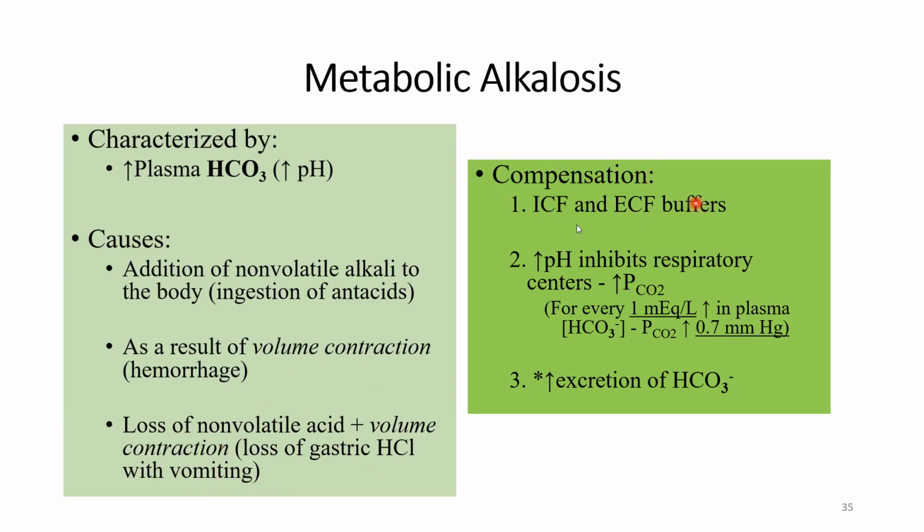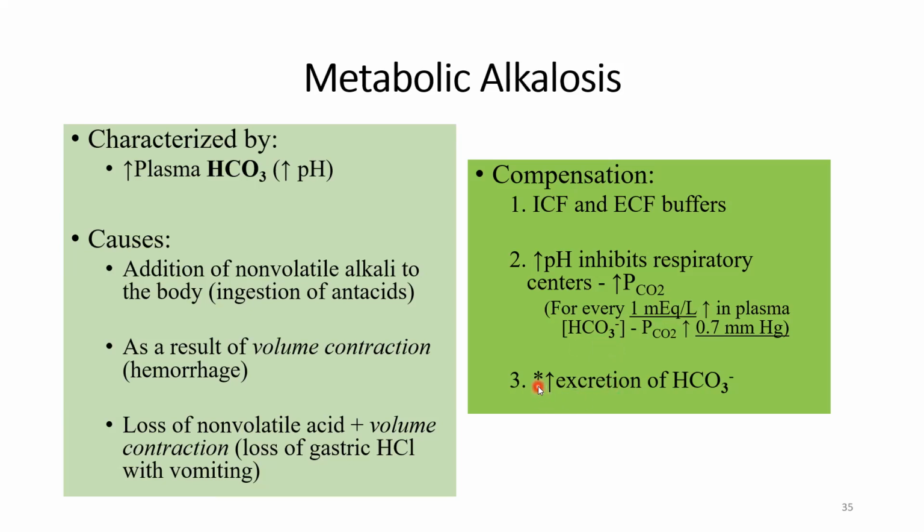So compensation, again, the buffers will be the immediate, the acute ones. The respiration, we've talked about this, that increased pH actually inhibits the respiration, leading to a rise in PCO2 because the respiratory centers have been depressed. The PCO2 is raised to basically counter alkalosis. And this stat is a quantification of how much PCO2 you have raised for each unit increase of bicarbonate. It's a 0.7 mmHg increase in PCO2 for each 1 milliequivalent per liter increase in plasma bicarbonate.